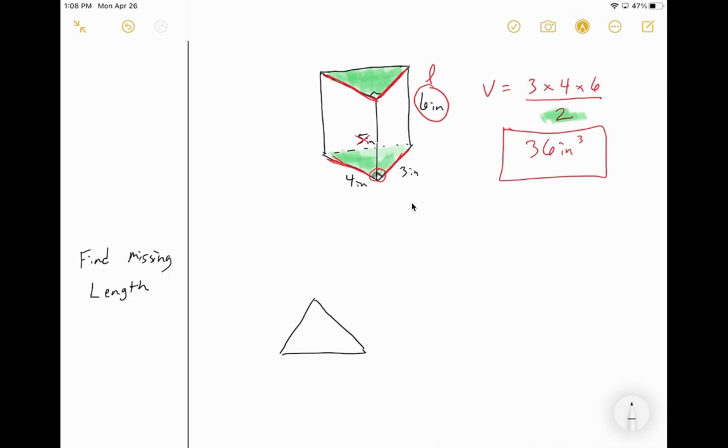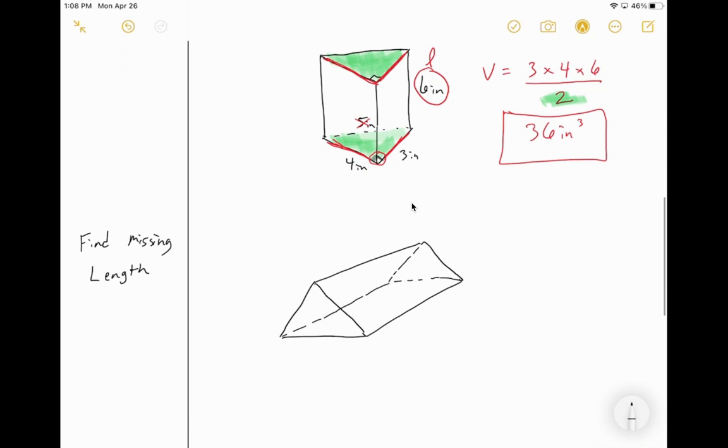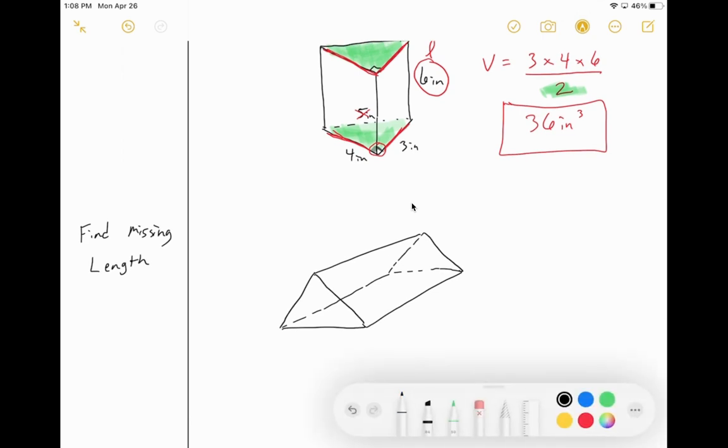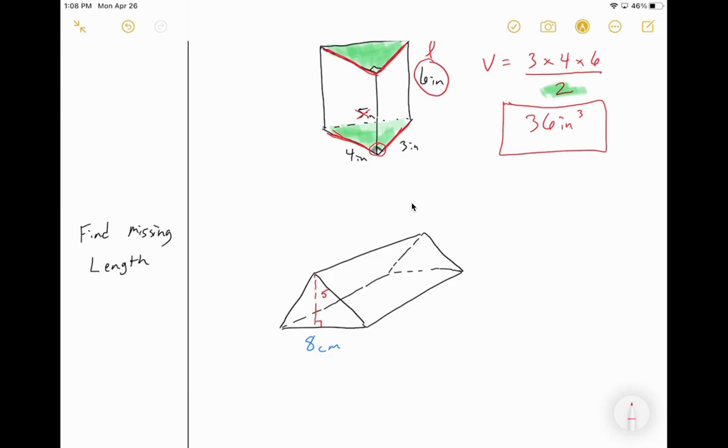All right, so I'm going to draw another triangular prism here. Sorry, this one's not very pretty. And let's say we knew, for example, that this length was 8 centimeters, and we knew that this height was 5 centimeters. But we didn't know this length.